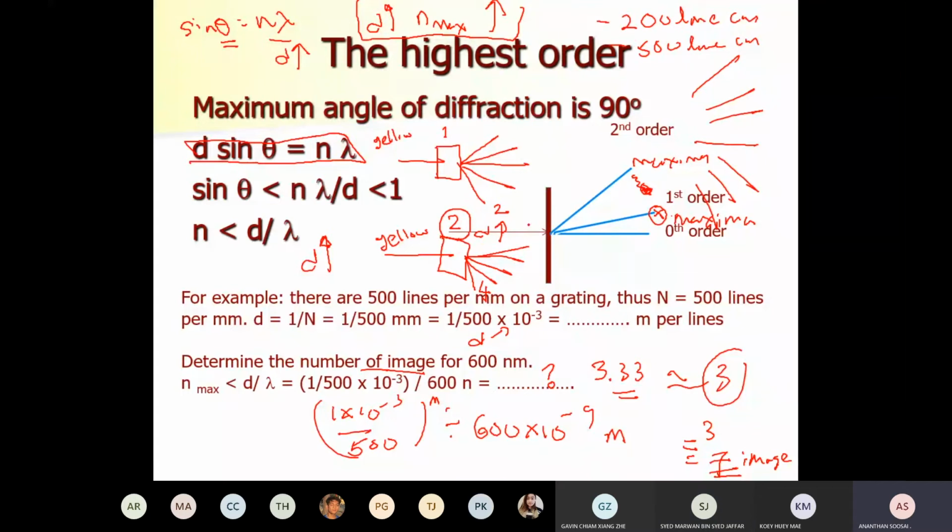200 lines per centimeter will lead to greater D. Okay, so this kind of evaluation you have to do. Remember this final point: when D gets greater, the N max increases.